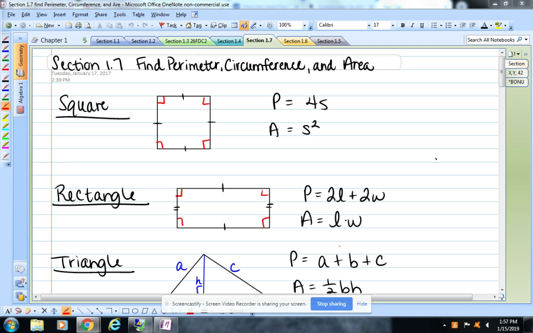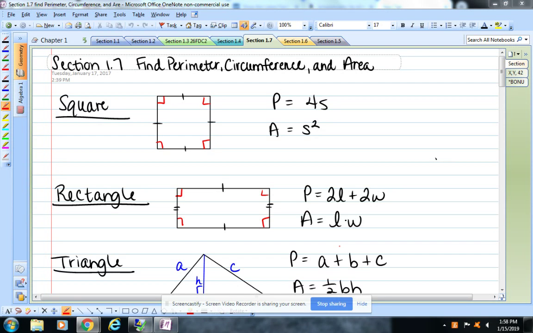1.7 is going to wrap up chapter 1 for us. It's mostly review stuff. I believe there's nothing in here that's brand spanking new to us in geometry class. But we're going to find the perimeter and area and circumference when we're talking about circles for different types of polygons. All right? The first two are quadrilaterals because they have how many sides? 4 sides in a quadrilateral.